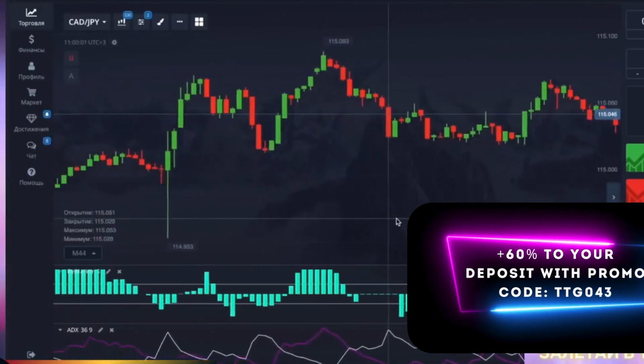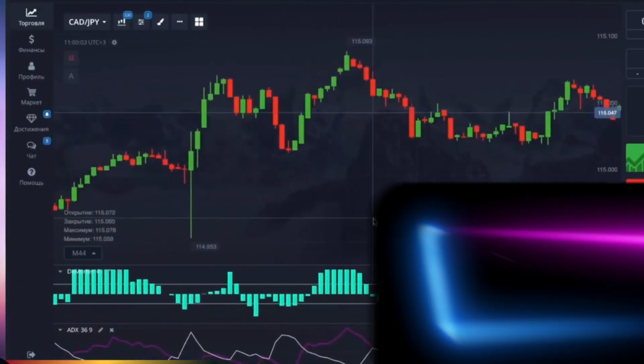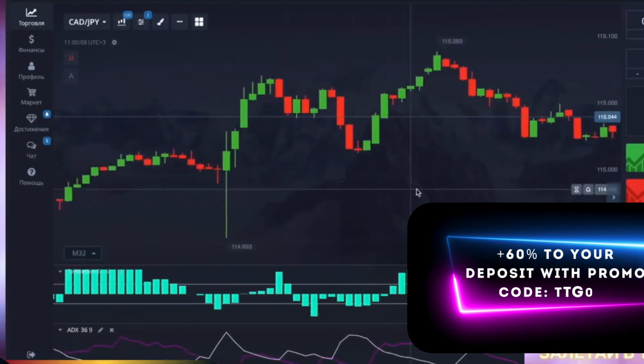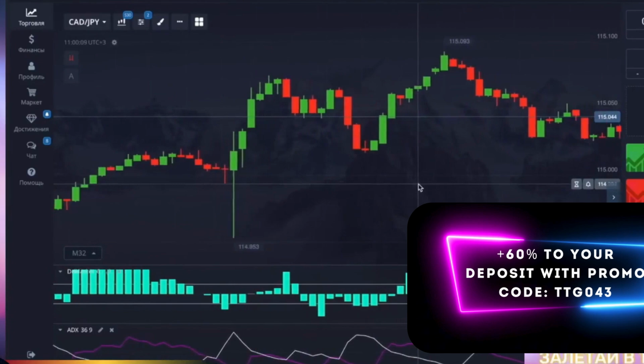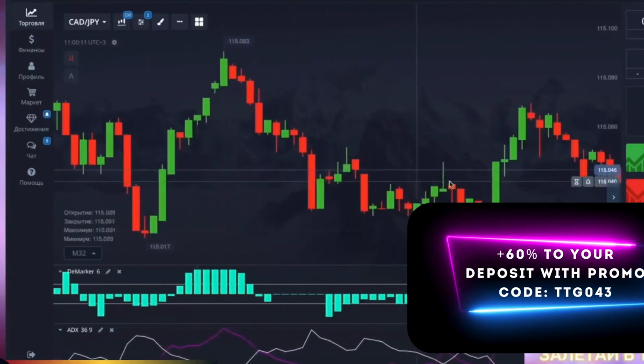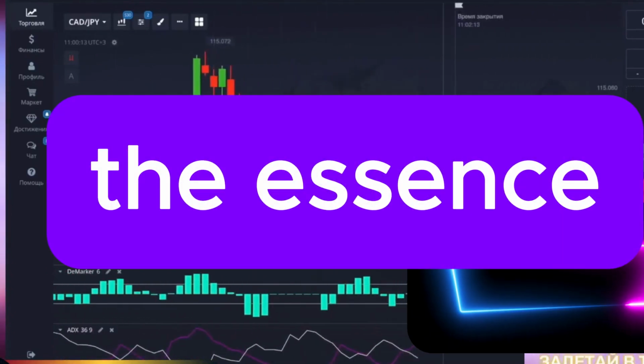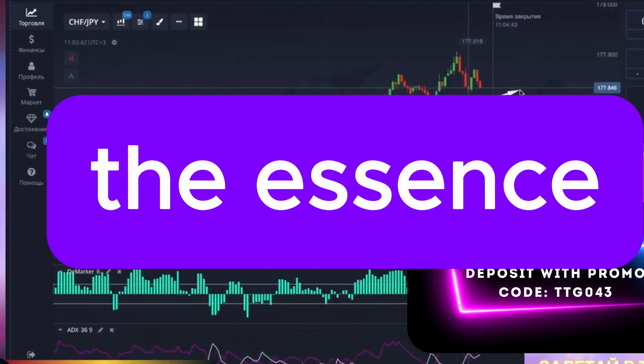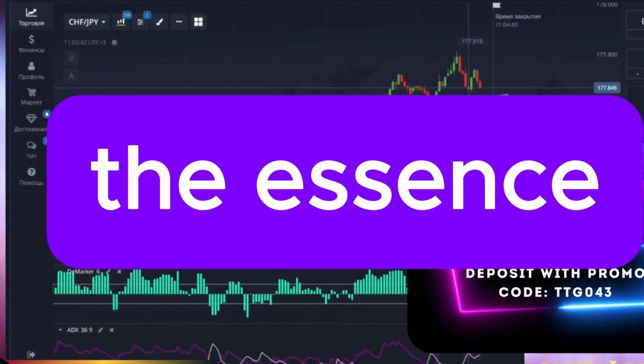The DMarker histogram shows the strength of the trend without unnecessary information, while the ADX lines help identify entry points for trades. This reduces analysis time and allows you to navigate more quickly, focusing on what matters most. How do you work with this strategy? First, determine the direction of the trend. This is one of the main rules.